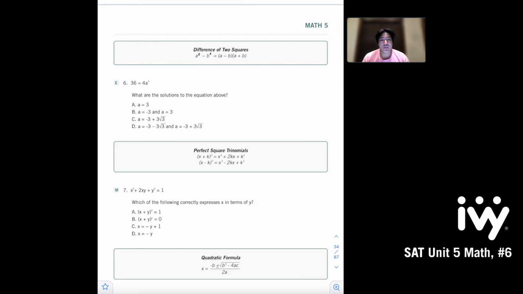Okay, now let's look at difference of two squares. So we have a squared minus b squared is going to be equal to a minus b times a plus b. And this is a good rule to employ for a lot of factoring purposes.